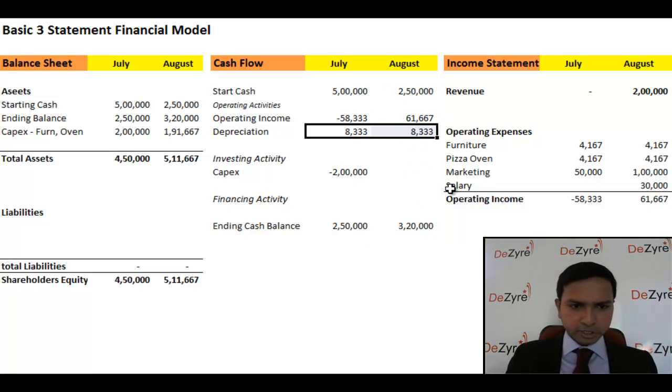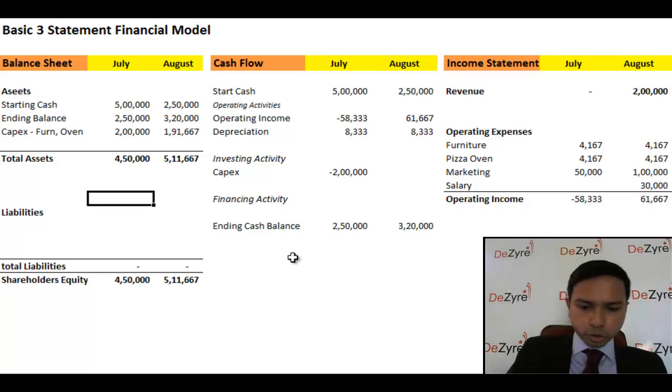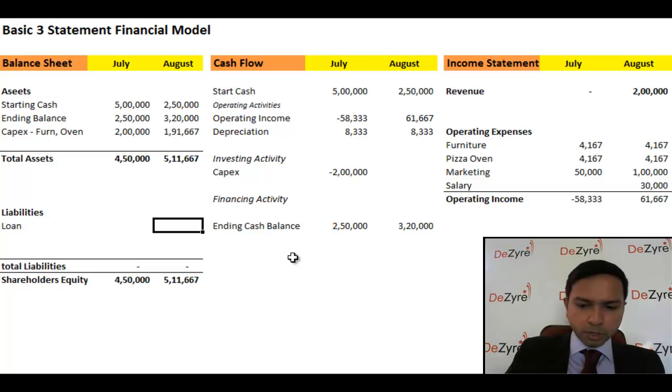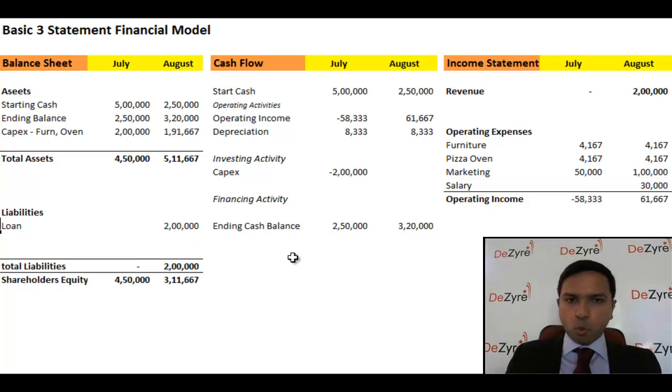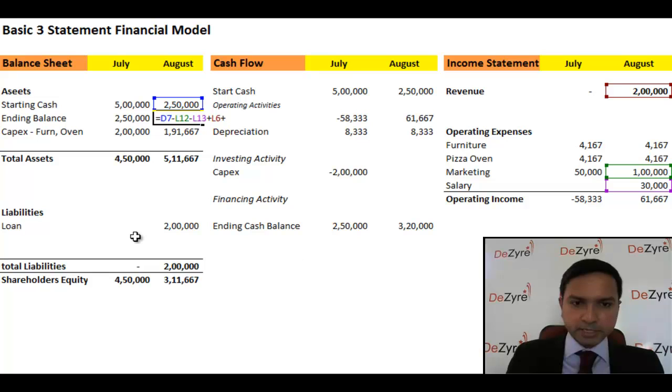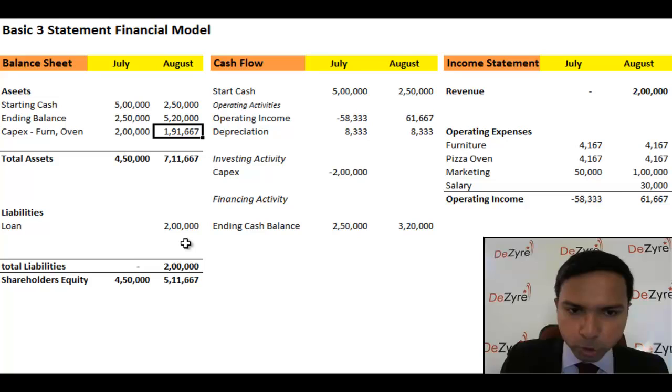Now let's do one more transaction. Let's say in the month of August itself, you took a loan to expand your business. You took a loan for 2 lakhs. So what happens if you take a loan? You took a loan, so it's a liability. So what is the compensating adjustment on the asset? Because you took a loan, you got cash from a bank for 2 lakhs. So your ending cash balance goes up by this 2 lakhs. So now your ending cash balance is 5,20,000, but there's a mismatch here.